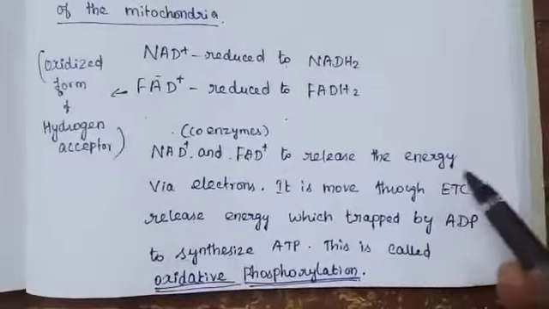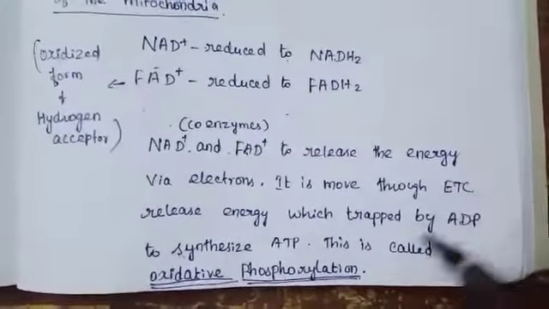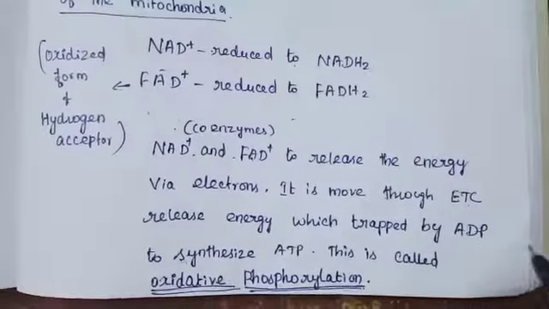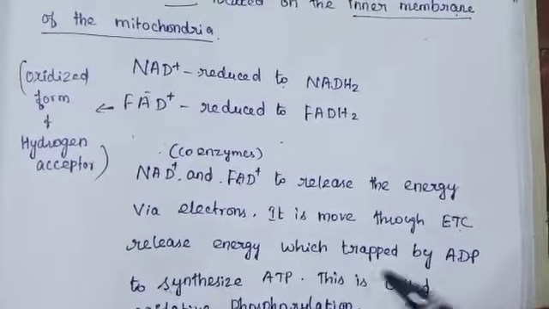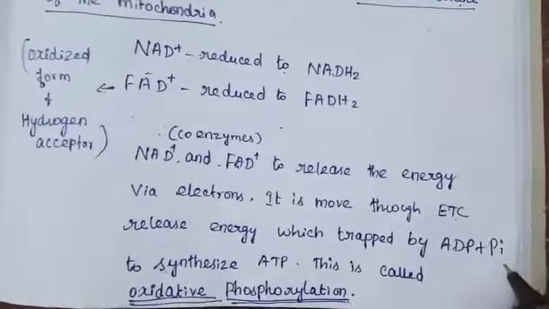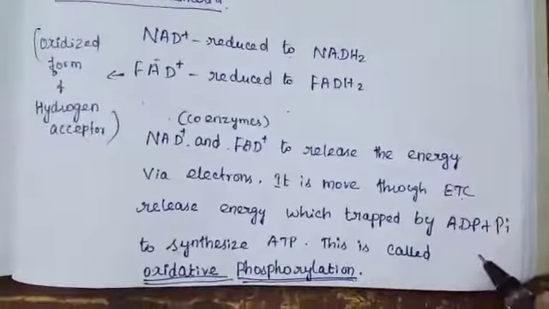They move through the ETC, the electron transport chain, releasing energy which is trapped by ADP to synthesize ATP. ADP, with the addition of a phosphate molecule, forms ATP. This is called oxidative phosphorylation.